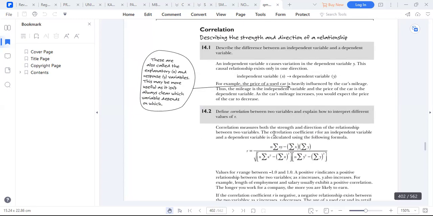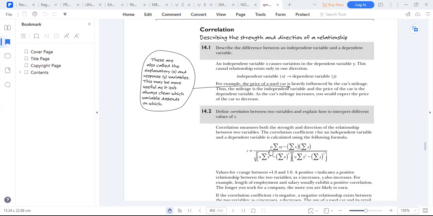So we spoke about the fact that we need to understand the dependent and independent variables. So independent variables, X is what causes a variation in the dependent variable, which is Y. So this brings about what we call a causal relationship. X is the input, Y is the output. So correlation between two variables explains how strong the relationship may be.